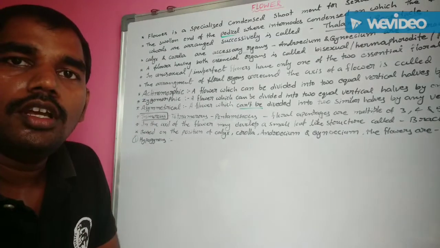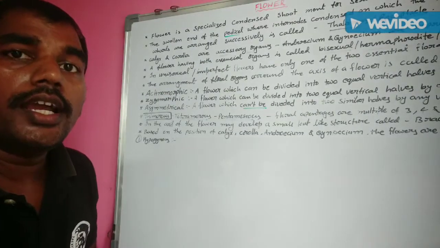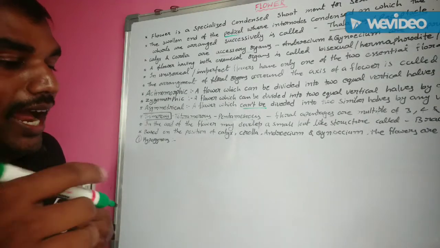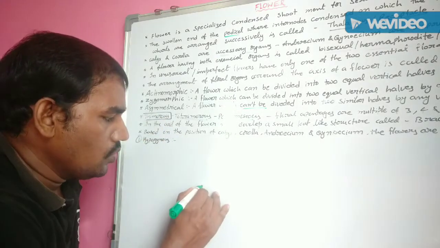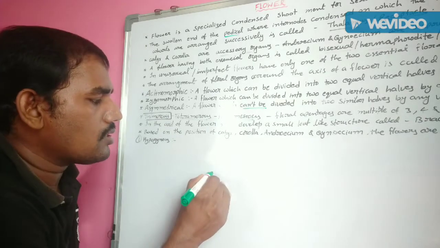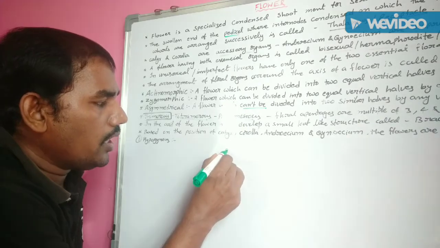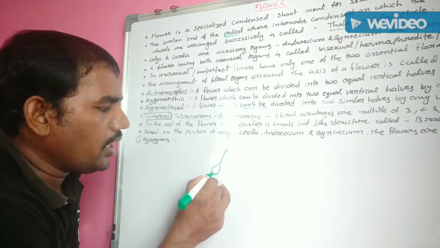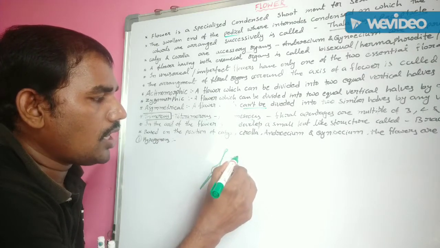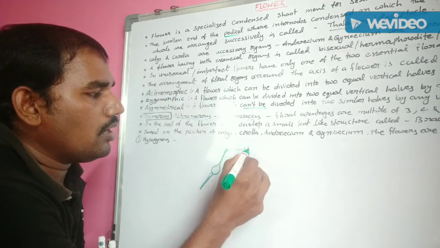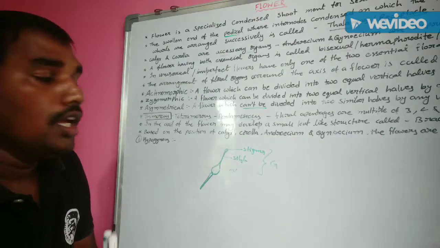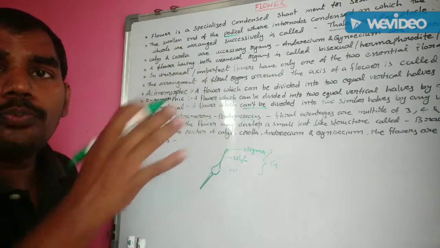In this hypogynous flower, the gynoecium is occupying the highest position. This one is the floral axis. This one is the gynoecium: ovary, style and stigma. The gynoecium occupies the higher position.